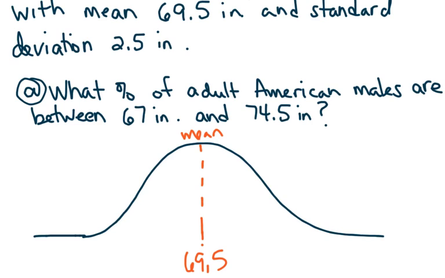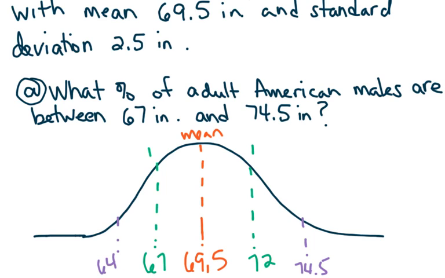Using a different color, one standard deviation away in each direction would be 69.5 plus 2.5, which is 72, and 69.5 minus 2.5, which is 67. So that's one standard deviation away. Two standard deviations away would be another 2.5 to the right, which is 74.5, and 2.5 to the left, which is 64.5.